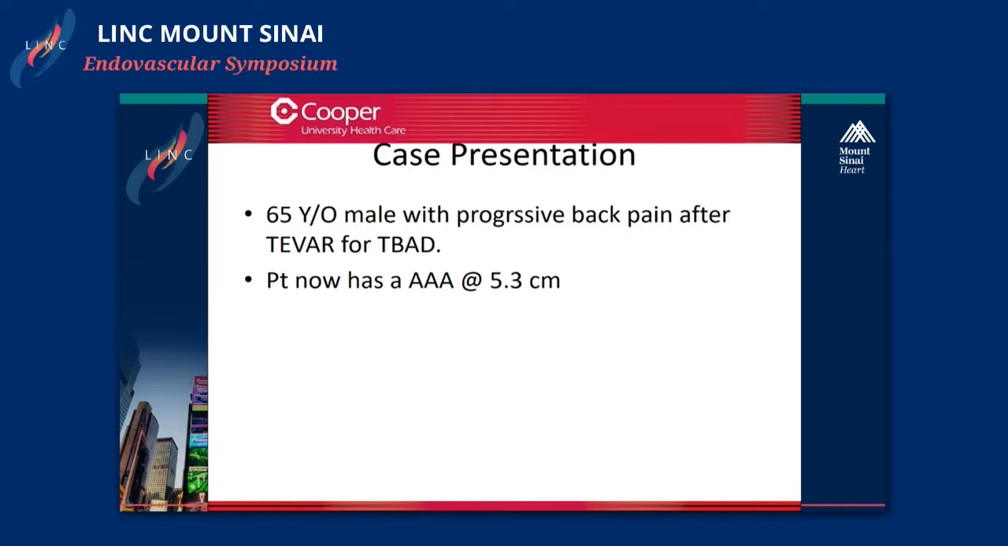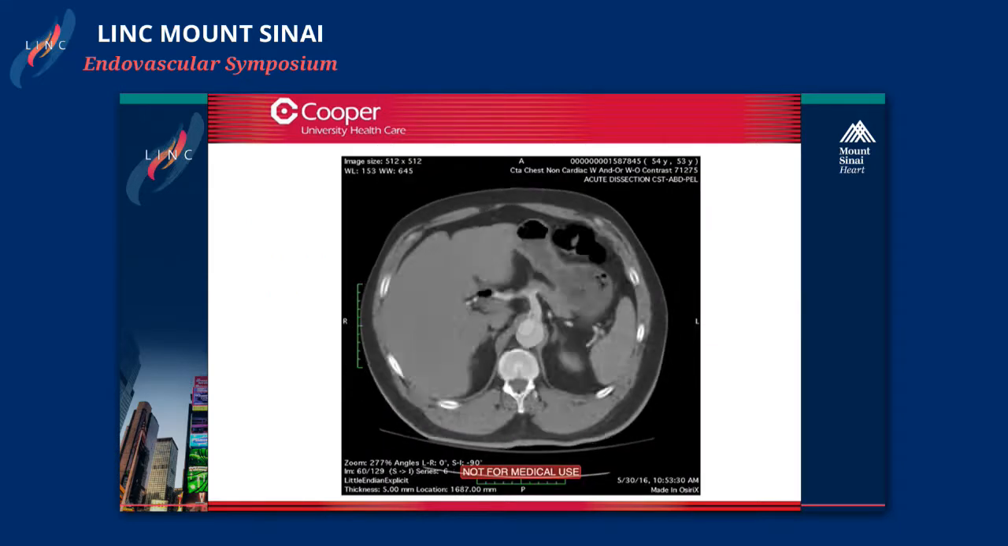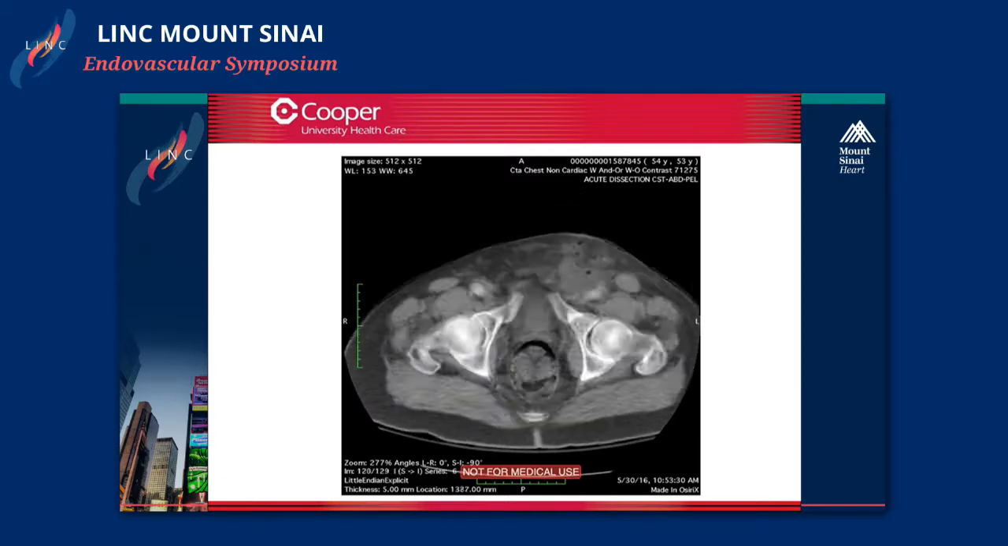Here's a 65-year-old male with progressive back pain after TEVAR for type B aortic dissection. He now has an aneurysm that's 5.3 centimeters in size. Just a quick run through of his aorta. You can see the aneurysm there.